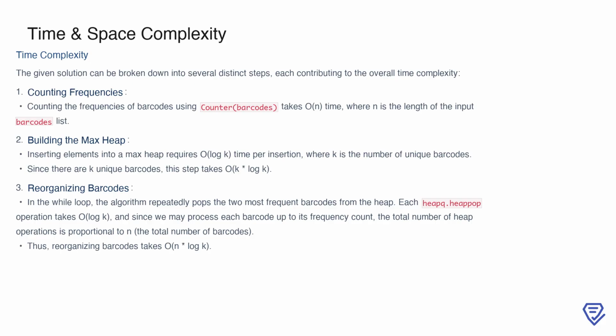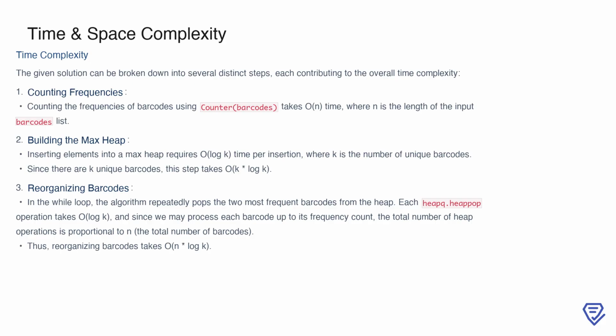This step involves iterating through the input list of barcodes, which takes O(n) time, where n is the length of the input list. Next, we build a max heap to prioritize barcodes by their frequencies. Each insertion into the heap takes log k time, where k is the number of unique barcodes. Since there are k unique barcodes, this step requires k * log k time in total. Then, in the reorganization step, we repeatedly pop the two most frequent barcodes from the heap. Each pop operation takes log k, and the number of pops is proportional to n, the total number of barcodes. Therefore, the reorganization step requires n * log k time.